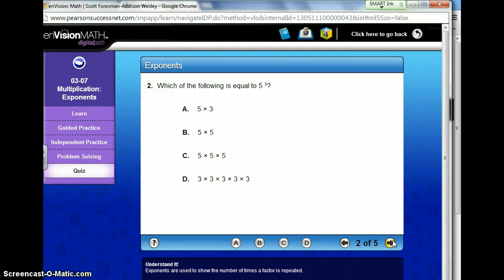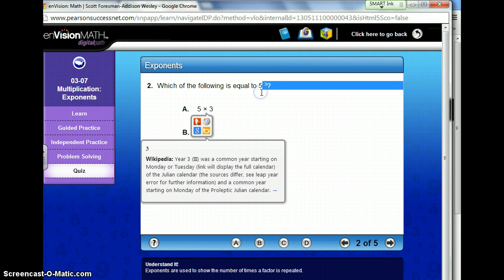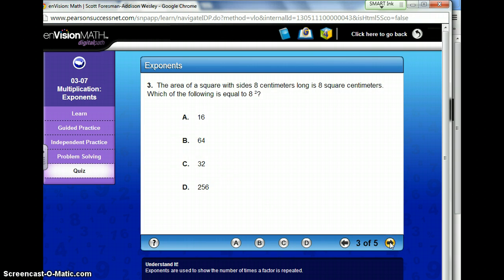This one says, which of the following is equal to 5 to the 3rd power? You need a color that I can see, Natasha. Sam. Everybody can show. C. That's right. You write down the big number 5. The big number 5, excuse me, whoops. I'm trying to point to it. 3 times. Letter C. The next one.